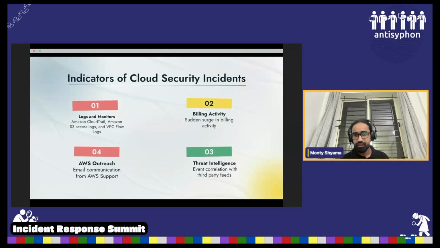Third is threat intelligence. You can always correlate the source IPs in the VPC flow logs, the network logs, with a third party threat feed and identify the known bad. Oftentimes, through AWS outreach, you will get an email communication from AWS support. Say, for example, your programmatic security credentials for one of the IAM entities were accidentally pushed to a public GitHub repository. In those cases, the AWS team will also initiate an email to you suggesting that, hey, one of your credentials is compromised and you need to act on it.